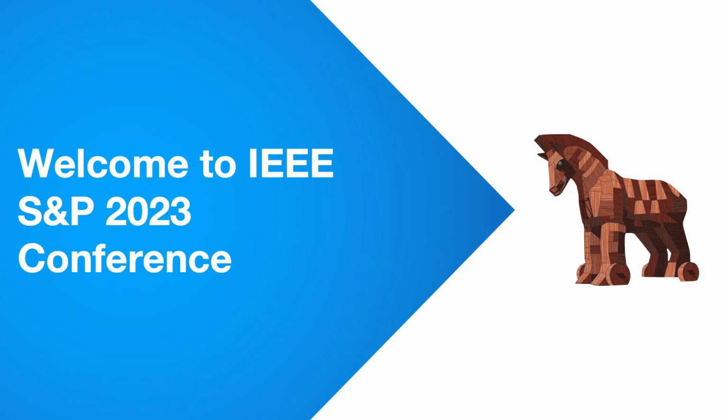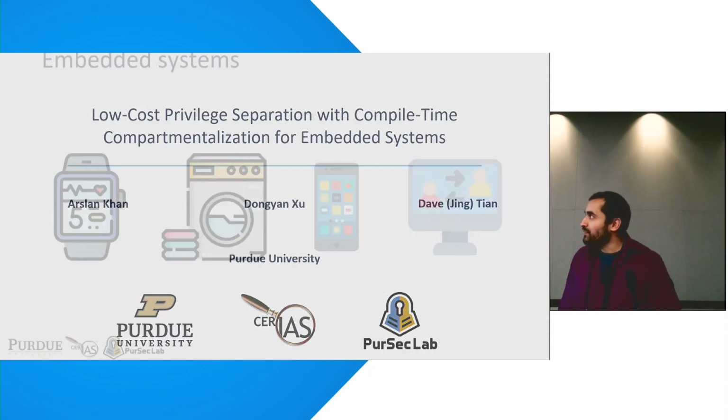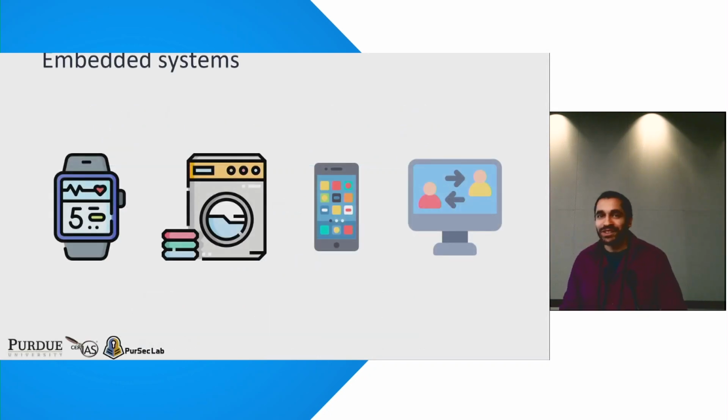So today I'm going to present a new compiler, CRTC, that achieves low-cost privilege separation with compile-time compartmentalization for embedded systems. Embedded systems are everywhere. Your smartwatch, smart washing machine, even your traditional personal computer consist of many embedded systems. So it would not be wrong to say that embedded systems constitute the modern computing framework.